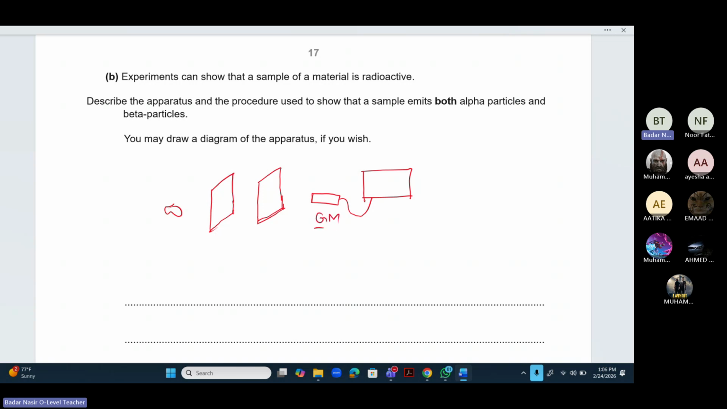So this GM tube, this paper, this aluminium sheet, and this radioactive source which is emitting alpha and beta particles. And this is a count rate machine.